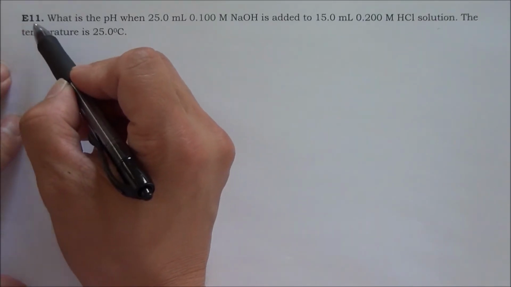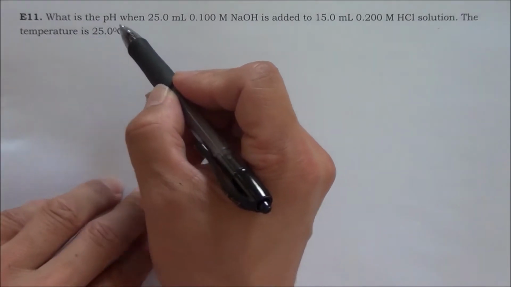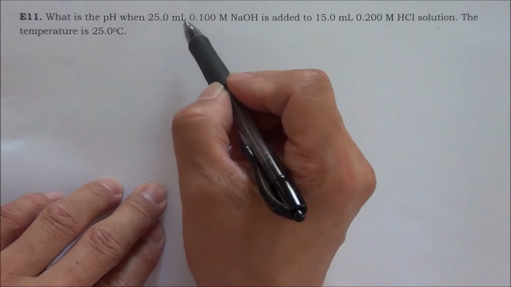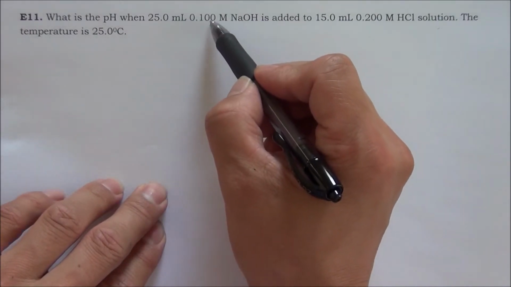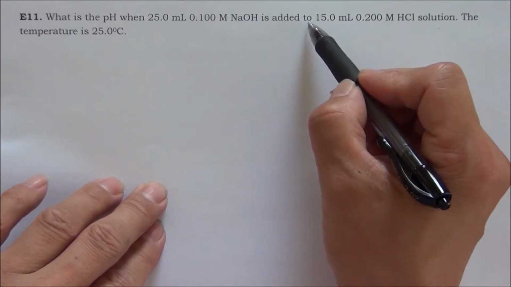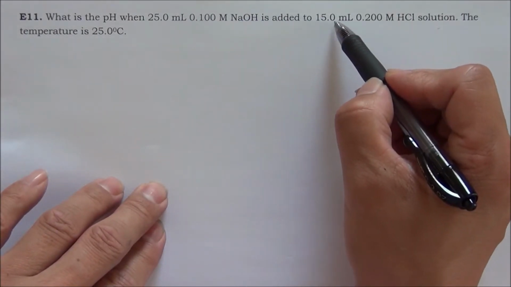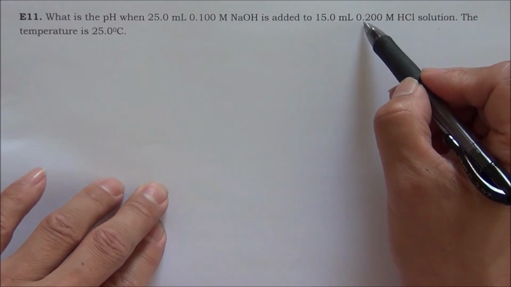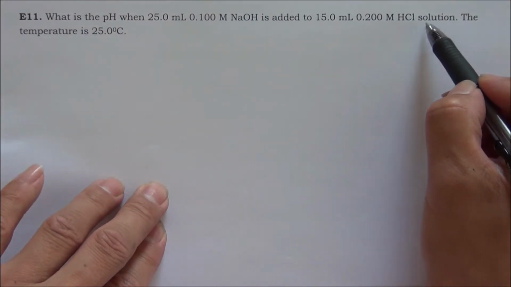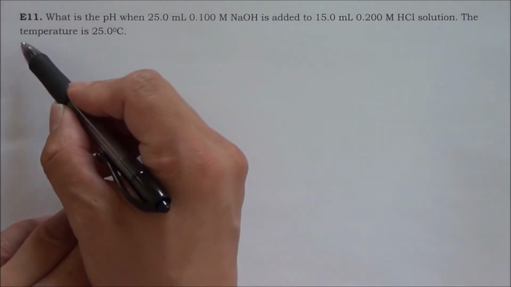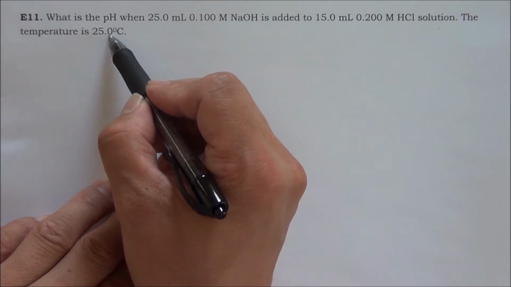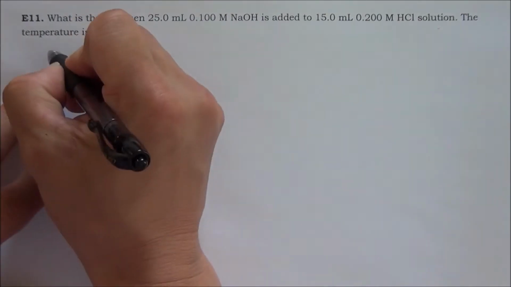Example 11. What is the pH when 25.0 milliliters of 0.100 molarity sodium hydroxide is added to 15.0 milliliters of 0.200 molarity hydrochloric acid solution? The temperature is 25.0 degrees Celsius.